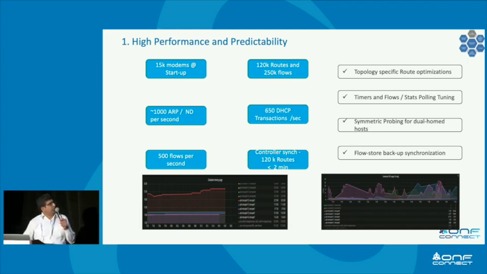As we spoke about, 15K modems need to start up at one time. Some of the node split activities will require you to register and get all of them at one shot. So it will require about 120K routes and 250K flows to be pushed and configured in the system to come up and running.